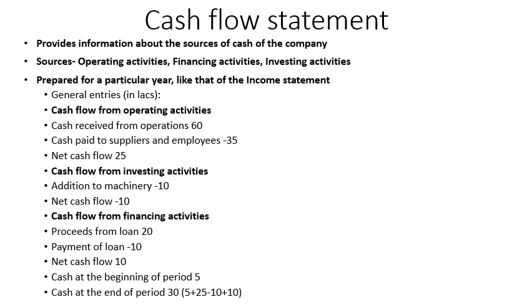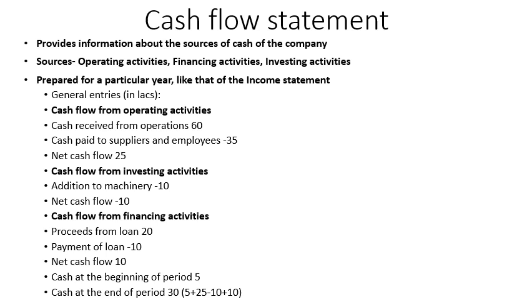Starting with the operating activities, it contains cash received from operations and cash paid to suppliers and employees, so that we are able to know that the net cash flow for the company from operating activities in this year is 25 lakhs. Moving to the cash flow from investing activities, we see that there's a negative cash flow where the company has invested 10 lakh rupees in addition to machinery, so that the net cash flow from investing activities is minus 10 lakhs.